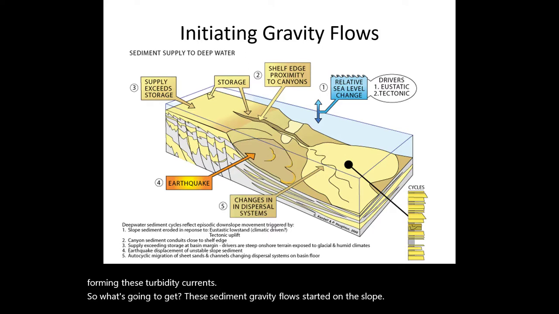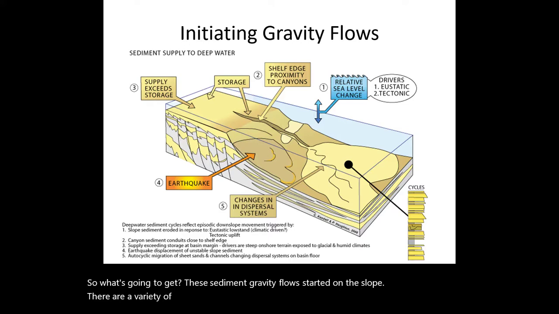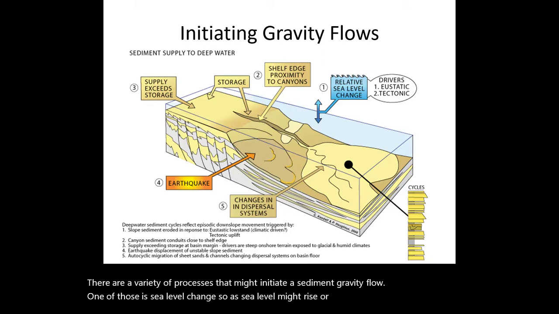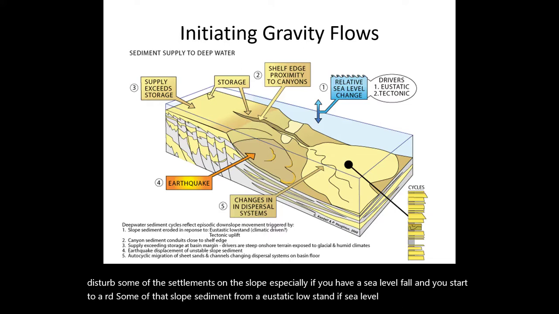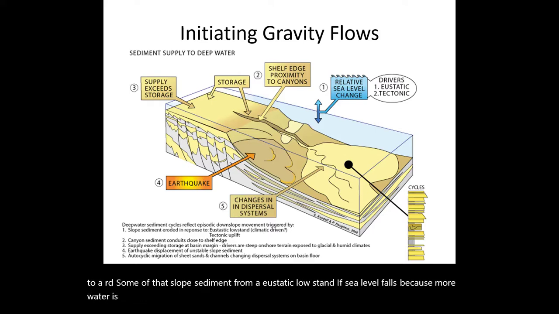There are a variety of processes that might initiate a sediment gravity flow. One of those is sea level change. So as sea level might rise or fall, you might disturb some of the sediments on the slope, especially if you have a sea level fall and you start to erode some of that slope sediment. From a eustatic low stand, if sea level falls because more water is stored up on the continent as ice, you could have a low stand and start to erode some of that slope sediment.